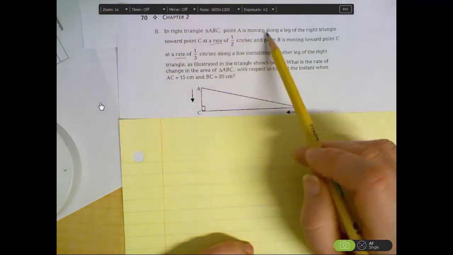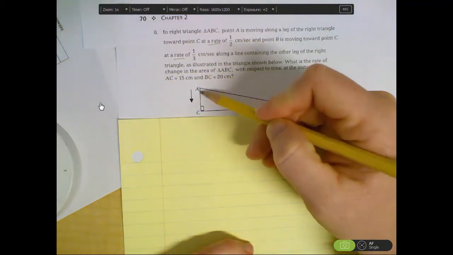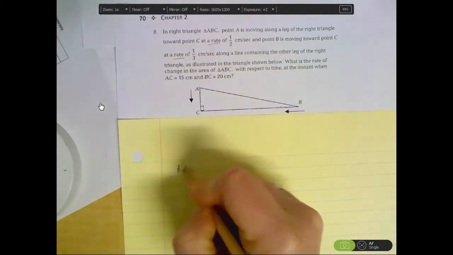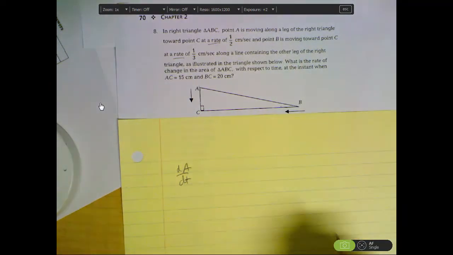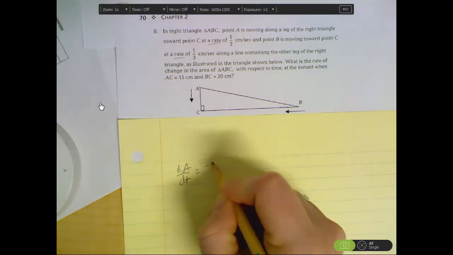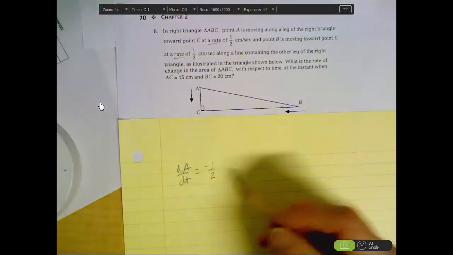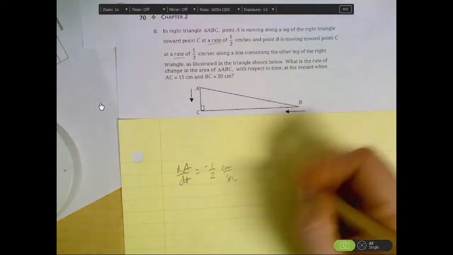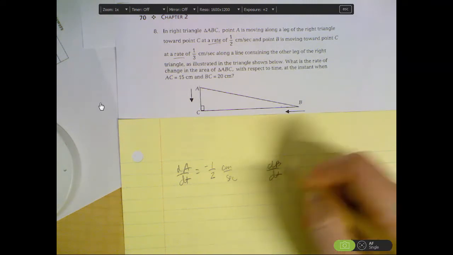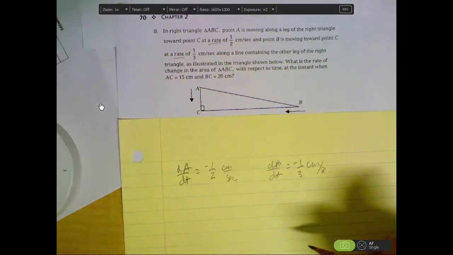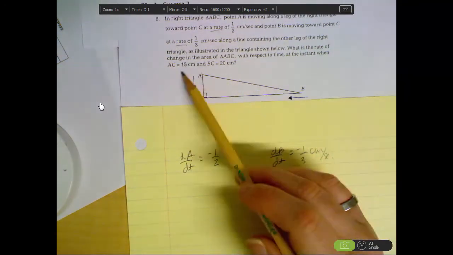Right triangle ABC, point A is moving along. So this point is moving that way at a rate of 1/2 centimeter per second. So we're going to say that dA/dt. Now everything in related rates is with respect to time. So A is changing at a rate per second, and it's -1/2 because it's going down, centimeters per second. Point B is moving towards point C at a rate of -1/3 centimeters per second because it's going to the left, so it's negative. What's the rate of change of the area?